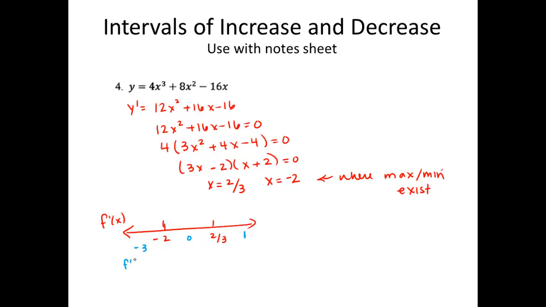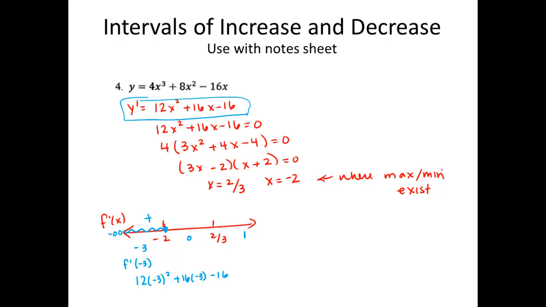So if I do f prime of negative 3, I go back to my first derivative, and this is where I substitute the value in. Do not go back to your original function. It's called the first derivative test. So when I substitute in a negative 3, I would get 12 parentheses negative 3 squared plus 16 times negative 3 minus 16. And you end up with a positive value. Okay, that tells me that the function is increasing over that interval. So from negative infinity all the way to negative 2, this is increasing.